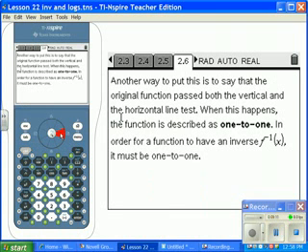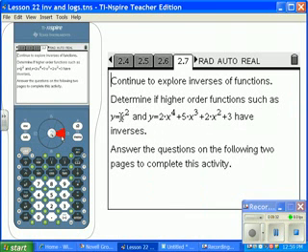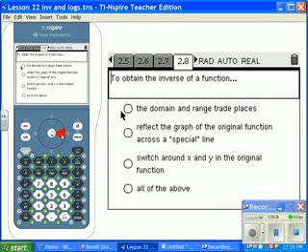In order for a function to have an inverse, f to the negative 1 of x, there's that notation again, it has to be 1-to-1. What that means is, if it doesn't pass the horizontal line test, it can't have an inverse. So if it does not pass the horizontal line test, it does not have an inverse. We'll look at some higher order ones a little bit later on.